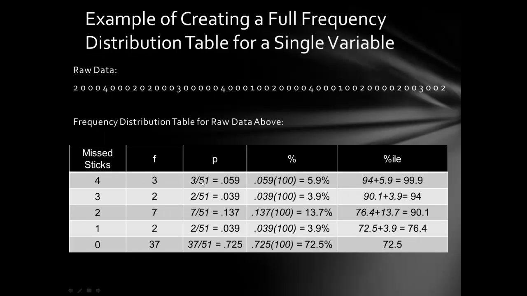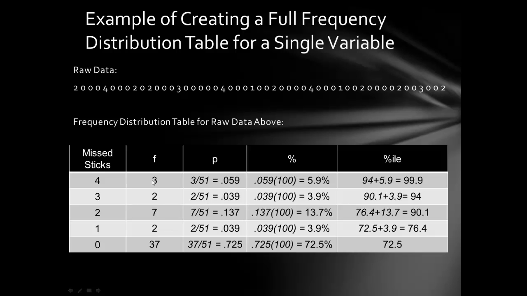So 51, 3 plus 2 plus 7 plus 2 plus 37. There's 51 total scores. You could also get that number by counting. Okay, 1, 2, 3, 4, 5, 6, 7, 8, 9, 10, 11, 12, all the way to 51 numbers here. Add these together. That just tells you how many scores there are. Okay, it's a lot easier to add these than to count all these up.